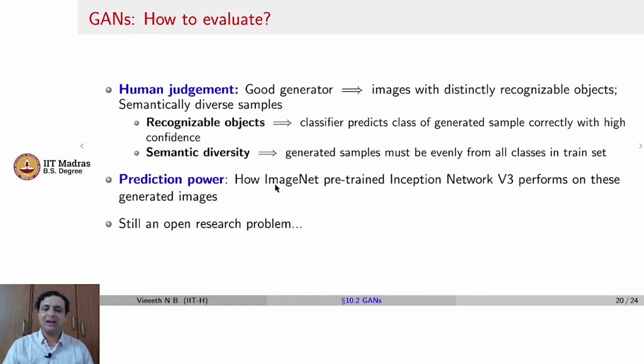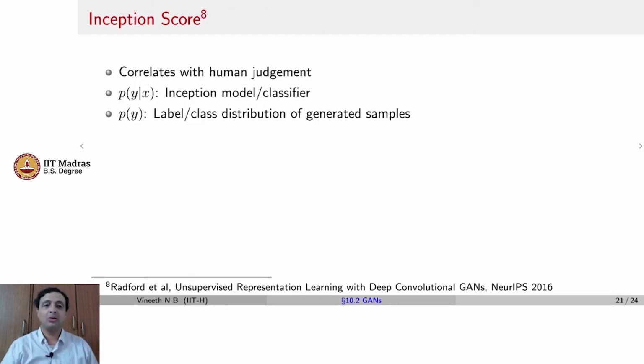But it's also to be kept in mind that the evaluation of generative models is still an open research problem. There are metrics that are popularly followed. There's still scope for improvement of these metrics. One such metric that's popularly used is known as the inception score, which is intended to correlate with human judgment. You consider two quantities, P of y given x, which is the output of the softmax over all class labels of an inception model given a data point x. And you also have P of y, which is the class distribution of all the generated samples.